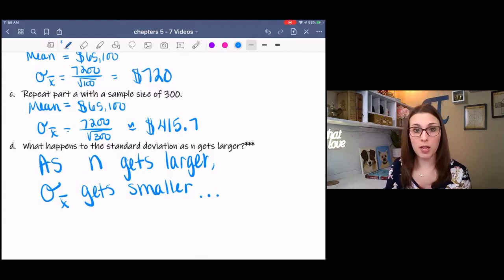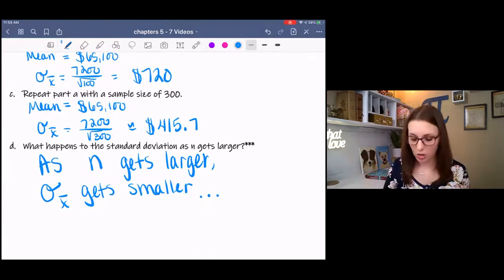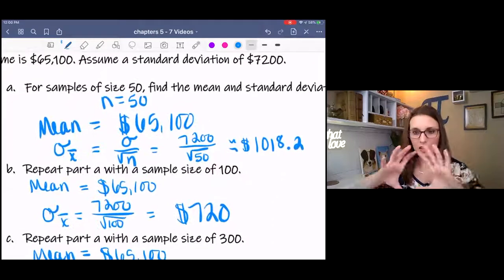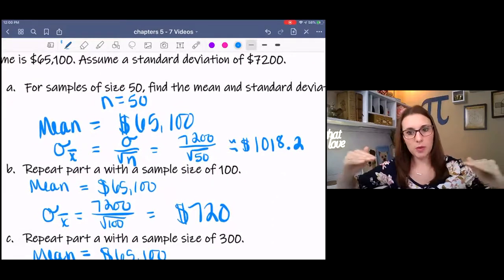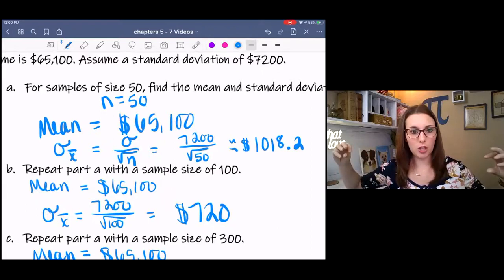If our population mean is in the middle and our standard deviations are getting closer and closer to the mean, then our data is clustering closer and closer. We're getting more accurate information, and it's all going to be clustered closer to the population. So when the sample sizes were smaller, our data becomes a little more spread out because of the $1,000 standard deviation.